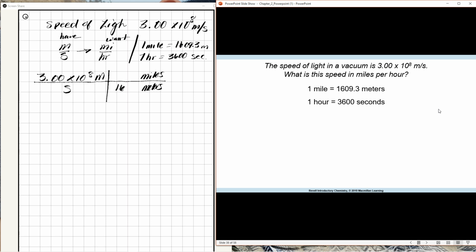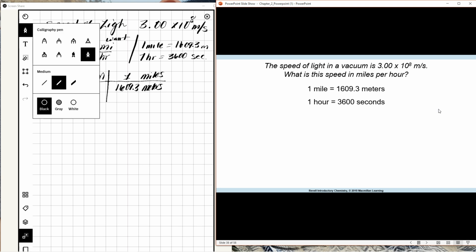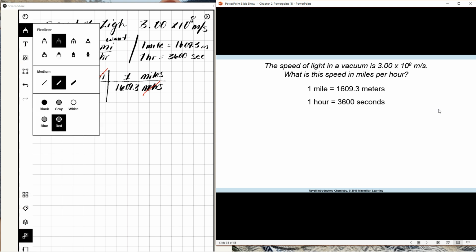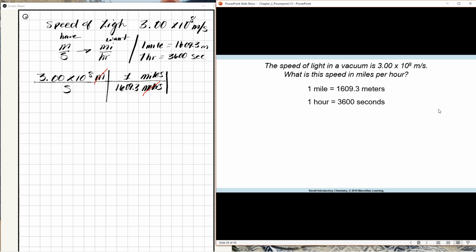1,609 meters, 1,609.3 meters in 1 mile. This is going to allow the units of meters to cancel out with meters. If the unit you don't want doesn't cancel out, that means you're doing something wrong and you have to try it again. Okay, meters has canceled out. Now I'm going to do my next step.